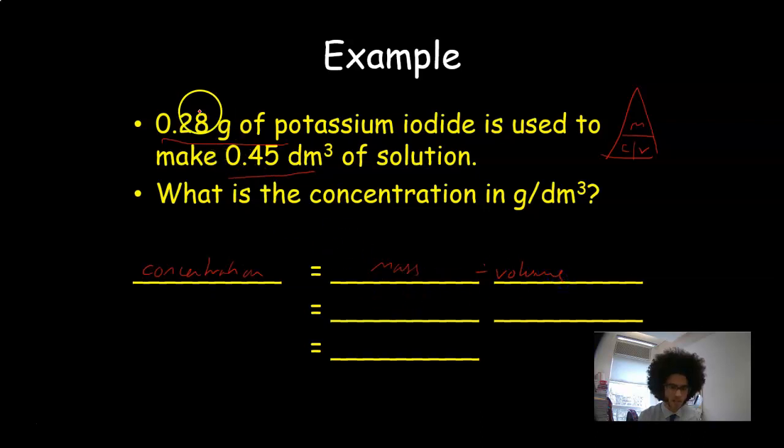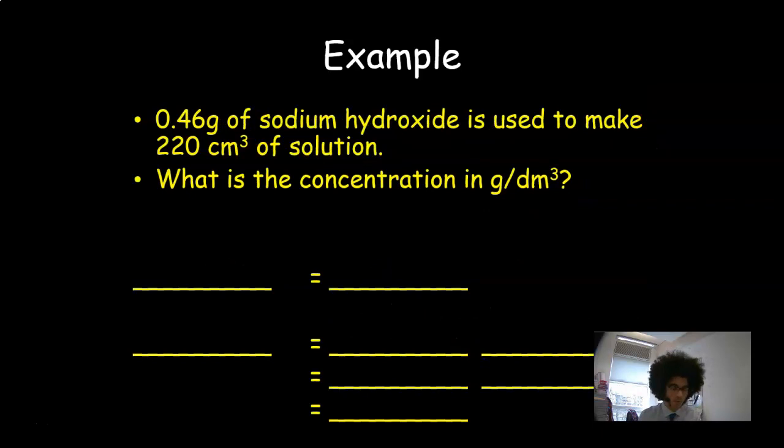My mass is 0.28, that's from my question, and my volume is 0.45. There's no need for converting because it's already in decimeter cubed. So 0.28 divided by 0.45 gives me 0.62. Now that's recurring, but because it's just to 2 significant figures, I'll keep it as 0.62, and the unit there is grams per decimeter cubed. Let's try another problem.